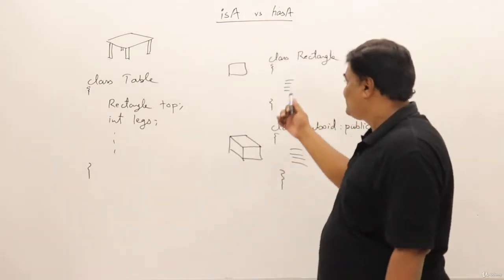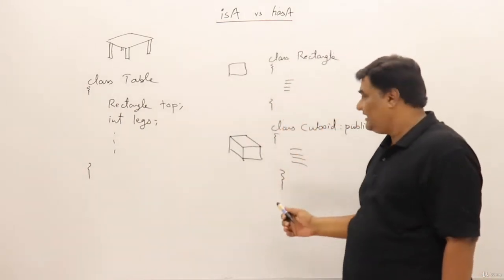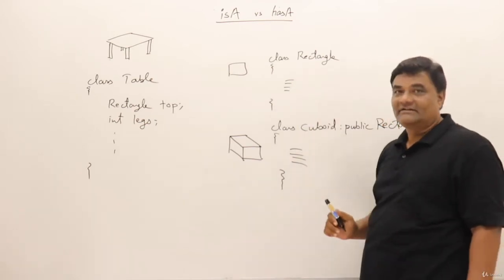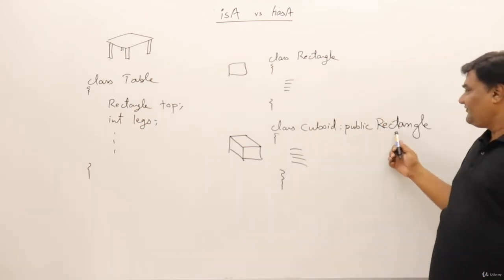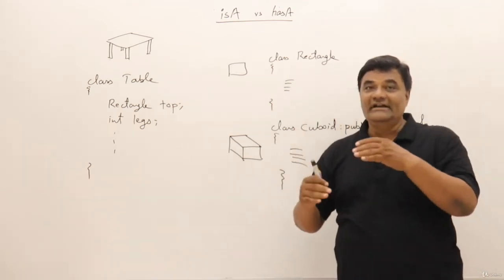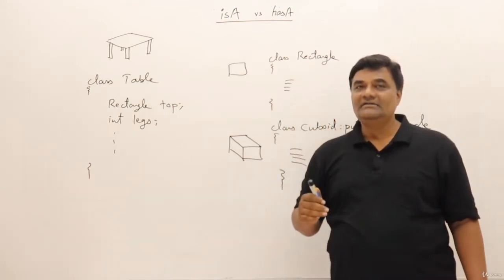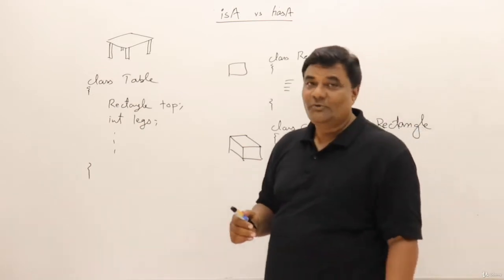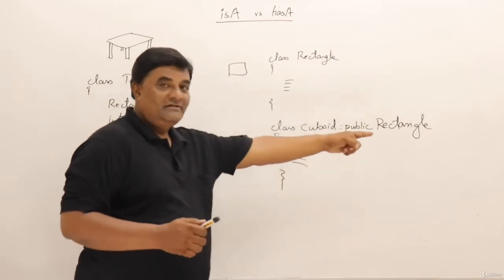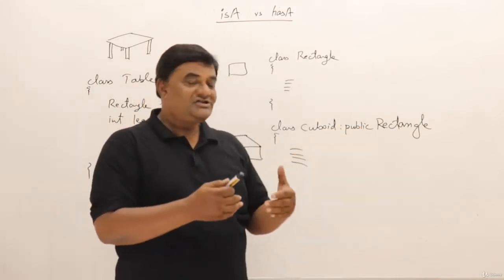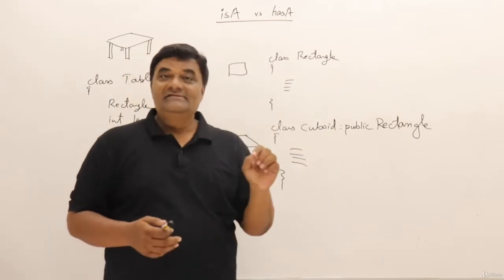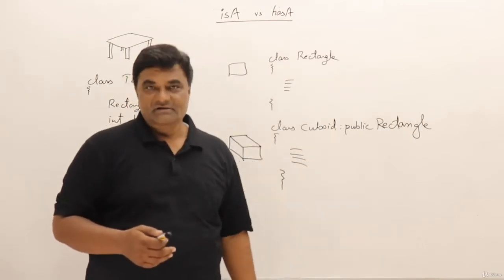I have a class called rectangle and I have a class called cuboid, which is inheriting from rectangle. This is inheriting from rectangle. So can I say cuboid is a rectangle? Yes, cuboid is a rectangle. So the relationship between rectangle class and cuboid class is an is-a relationship.